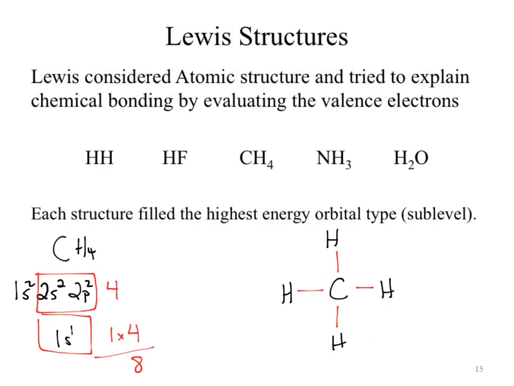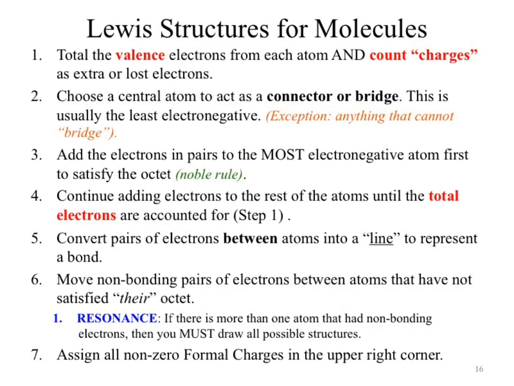Okay, so it would be nice if we had a list of rules that we could go through and follow, right? Make sure we can keep track of each of our individual steps. Too bad you don't get any rules. No. Nice, big, massive list of rules. We just walked through each and every single one of these steps. The first thing we did, we totaled the valence electrons. Okay? We didn't talk about counting charges yet, but we'll look at that.